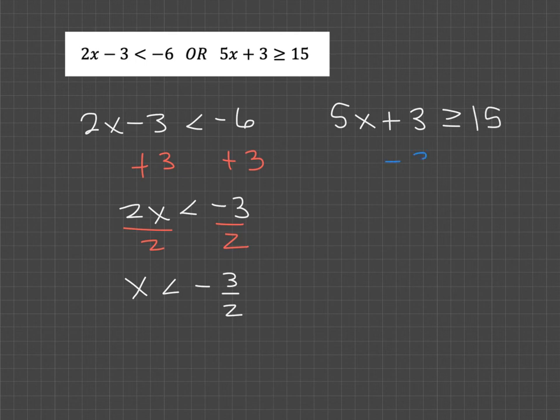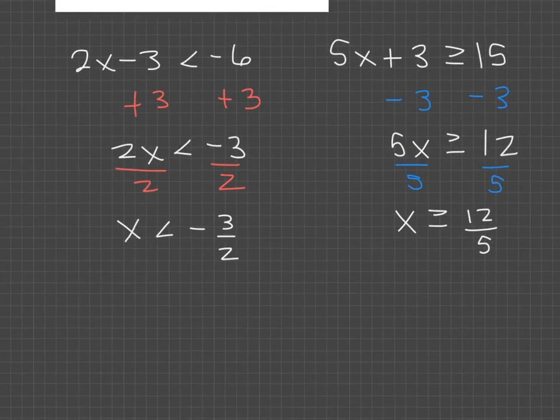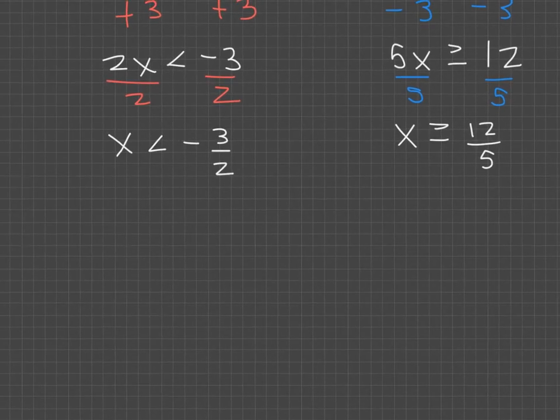Now let's do the other one, 5x plus 3 greater than or equal to 15. So subtract 3 from both sides, gives us 5x greater than or equal to 12. Divide both sides by 5. And x is greater than or equal to 12/5. And we're going to leave that as an improper fraction. That's just totally fine. Okay, now notice that these things cannot happen at the same time. We can't have a number that is less than negative 3/2 and greater than 12/5.